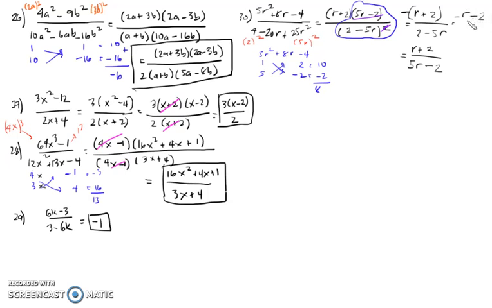Or simply get the negative of this one. So I'll just put it back: negative 5r minus 2. So cancel negative, so it gives you r plus 2 over 5r minus 2. So we proceed. Number 31.